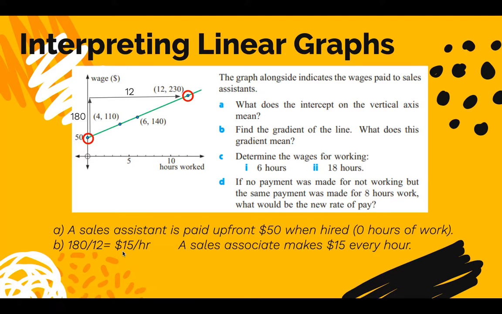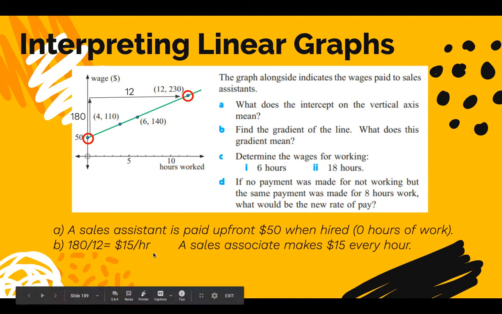which means the sales associate makes $15 per hour. The reason I know it's dollars per hour is because 180 represents dollars and 12 represents hours, so that is money divided by hours, so money per hour. Per is just another fancy way of saying divided by.